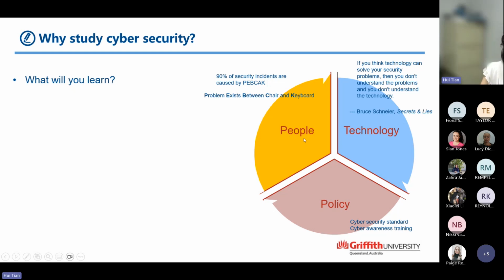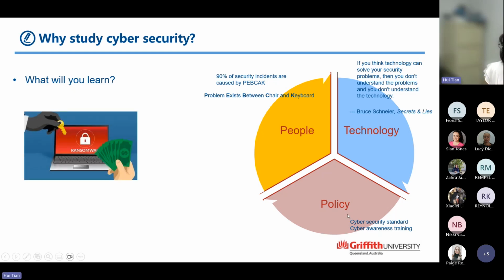That's why the people aspect is really important. 90% of security incidents are actually caused by people. And then on the policy side, we will also cover some standards and also training: how to make a plan to train people to have cyber awareness. We'll also talk about cybersecurity awareness measurement issues in this aspect as well.